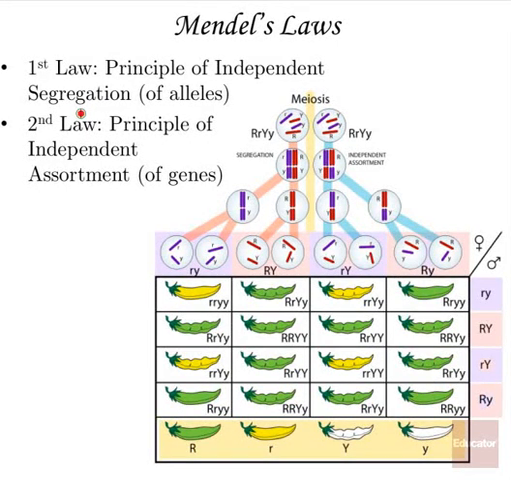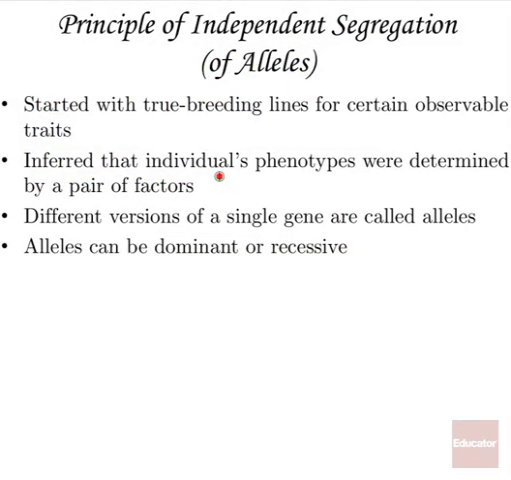Now, he made two very important laws based off of his research. This is what he postulated. He showed that there was a principle of independent segregation, and we're talking about alleles. Then, his second law is the principle of independent assortment, speaking toward genes. So, his first law, he started with true breeding lines for certain observable traits. So he used these pea plants, and what a true breeding line means is that they're homozygous. All right, so they always produce the same phenotype.